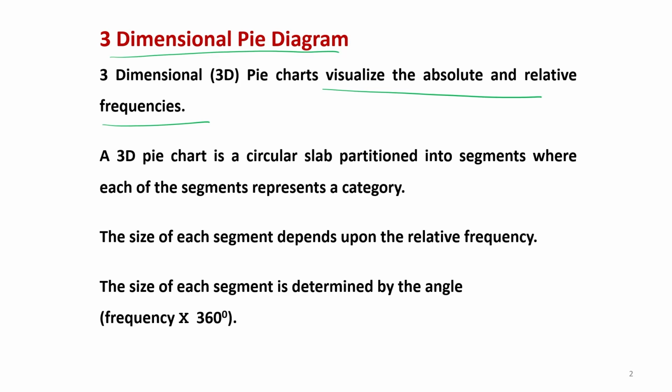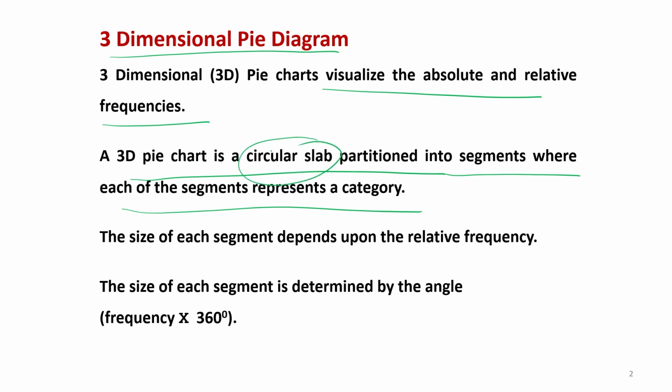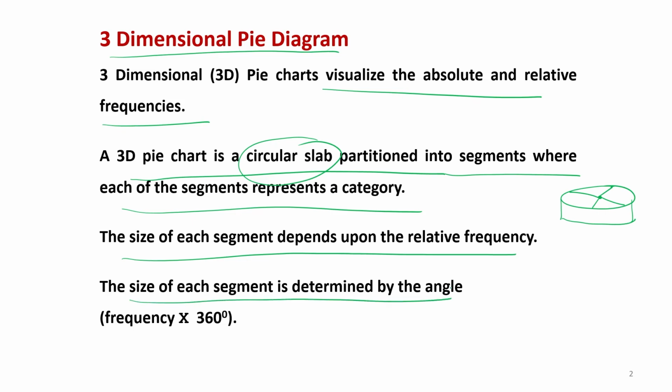The pie diagram had segments. A three-dimensional pie chart will have a circular slab which is partitioned into segments, where each segment represents a category. In the pie diagram there was a circle, and here we will have a circular slab. It is something like this, if you try to make this circle here, this type of slab. The size of each segment depends on the relative frequency. From the center you will have these types of segments, and the size of each segment is determined by the relative frequency times 360 degrees.